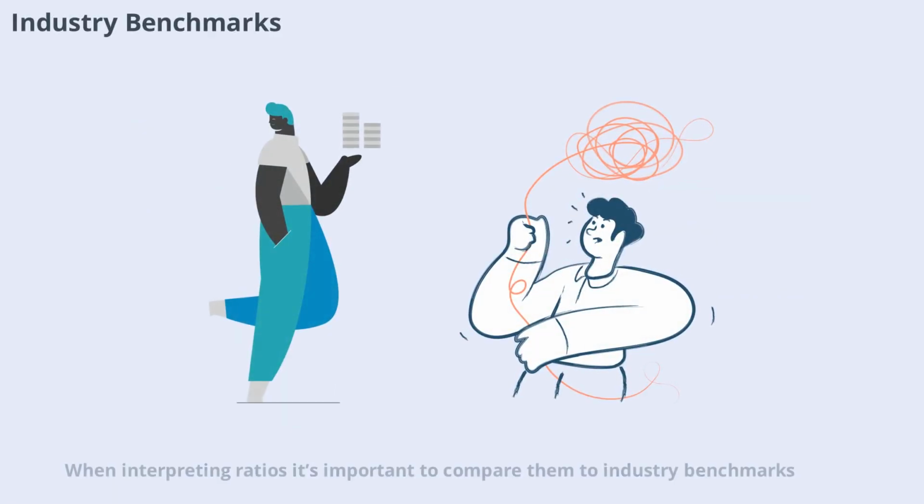In interpreting ratios, it's important to compare them to industry benchmarks. What's considered a healthy ratio in one industry may be risky in another. For example, retailers often have lower current ratios than manufacturers. Always check how your company's ratios stack up against competitors and industry averages. This context helps you make more accurate assessments.